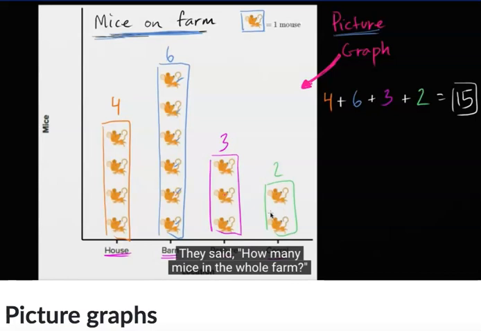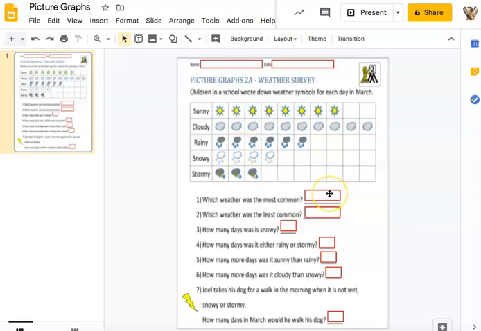They said, how many mice in the whole farm? And if these are all the places where the mice could be, well, it's going to be the 4 plus 6 plus 3 plus 2, or 15. And we're done.